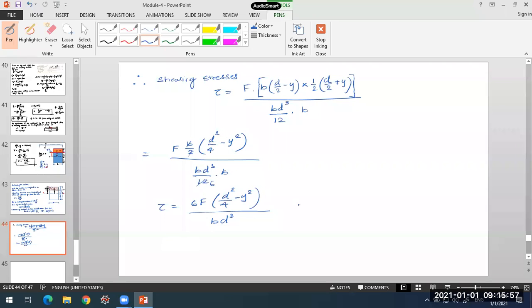So the first thing is that it varies parabolically, because the variable here is y, which has a power of 2, y raised to 2. It varies parabolically.